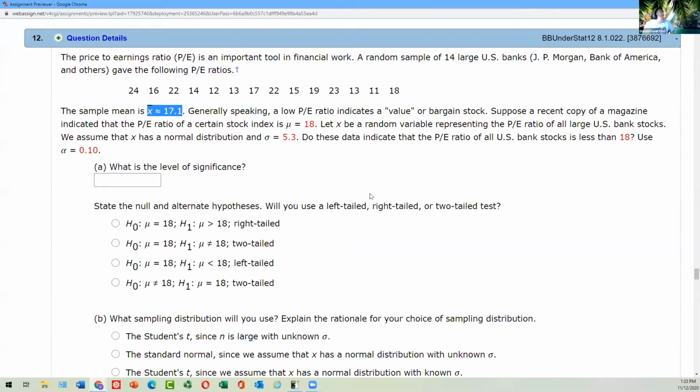And if I read on, the key to figuring out what we're asked to prove is: does this data indicate that the price to earnings ratio of these banks is less than 18? So is the average less than 18? And we're going to do that with a significance level of 10%.